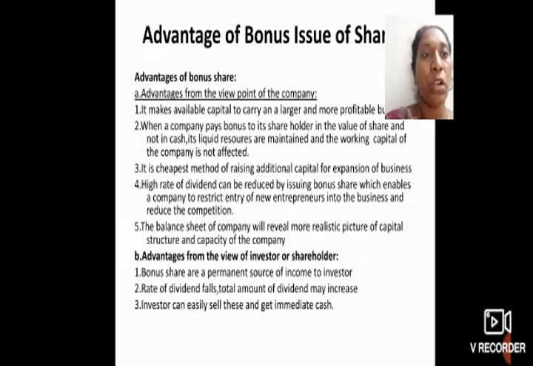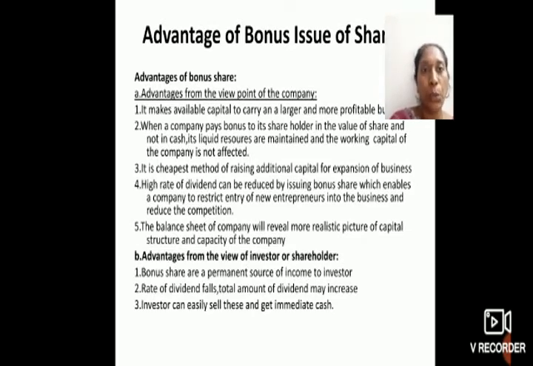Second one, we'll go for advantages of bonus issue of shares. These advantages we can see in two dimensions: how far it is advantageous to the company and how far it is advantageous to the shareholder. Number one, that is for the company. Number one, it makes the available capital larger to carry on a larger and more profitable business.